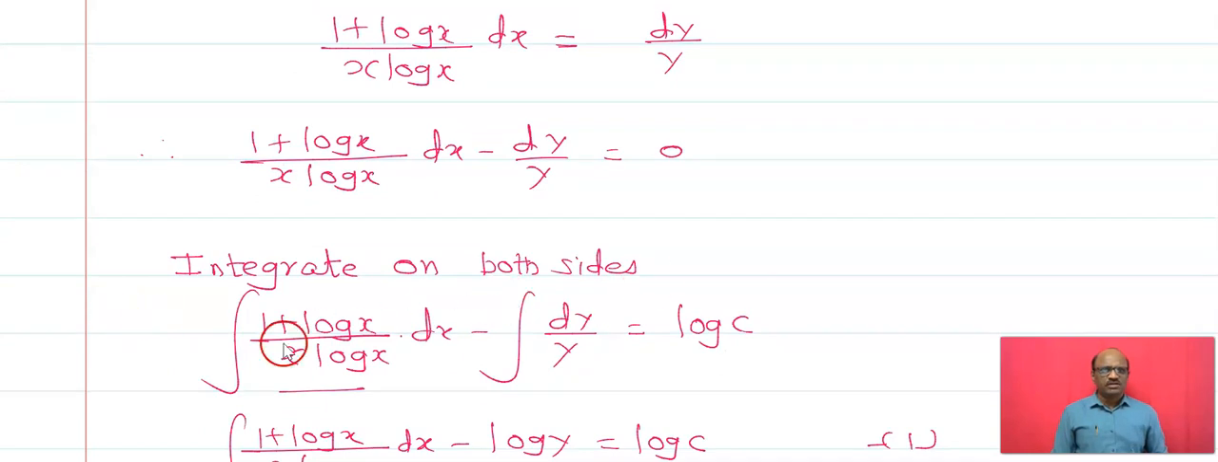Now integrating on both sides, then you will get integral (1 plus log x) upon x log x dx minus integral dy upon y equals log c.